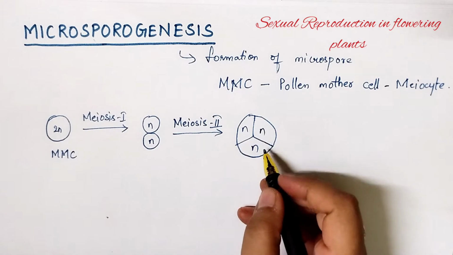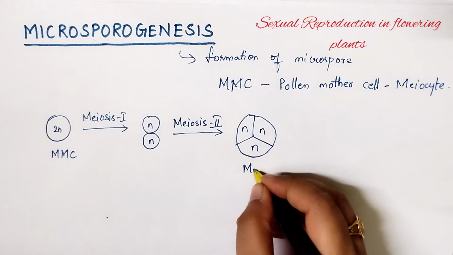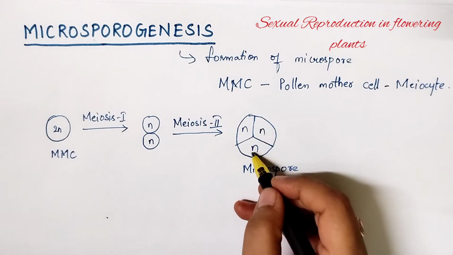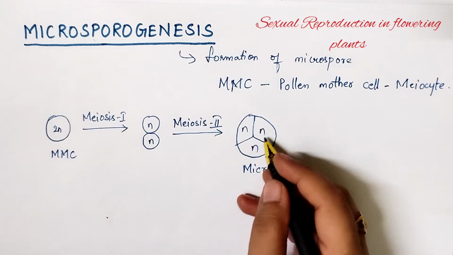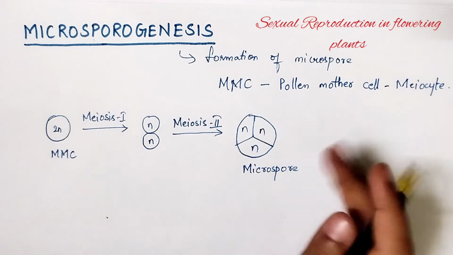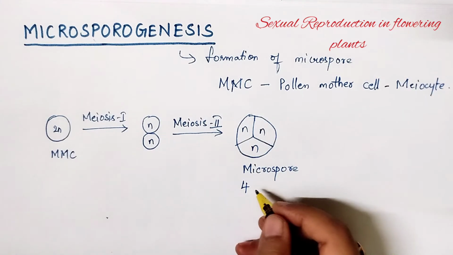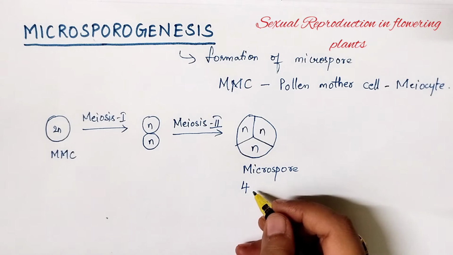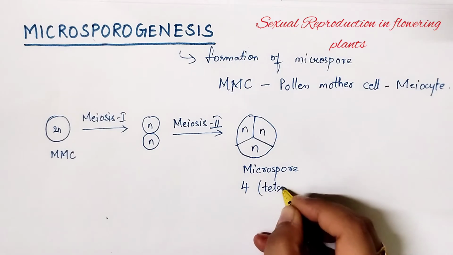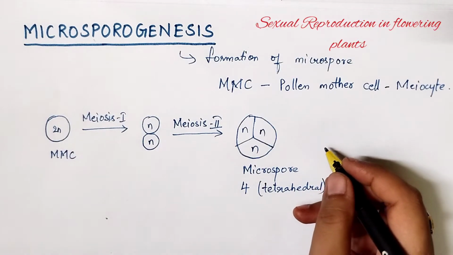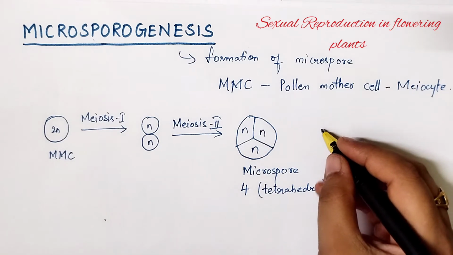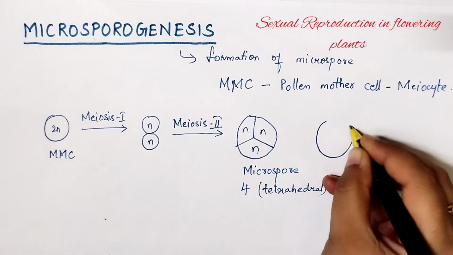This is the 3D structure of a microspore tetrad. 1, 2, 3 will be visible from the front side, and then one more will be at the back side. That means a total of 4. So 4 cells together form a cluster, and this is called tetrahedral. In other species, the microspores can be in different forms. Let us see what they are.